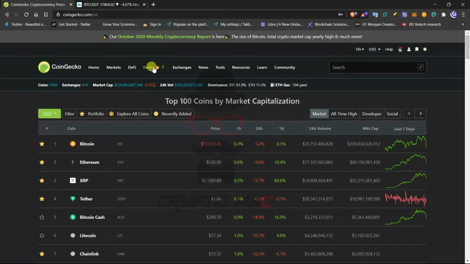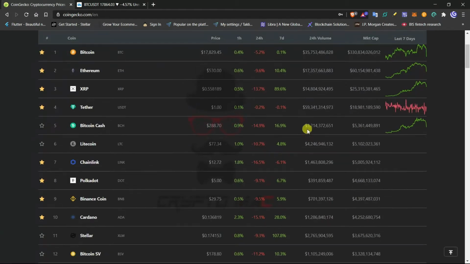First of all, we can do market analysis in CoinGecko. If we see the top 10 coins' past 24 hours performance, we have Bitcoin minus 5.2% down, Ethereum minus 9.6% down, XRP minus 13.7% down, Bitcoin Cash minus 14.9% down, Litecoin minus 10% down, Chainlink minus 16.5% down, Polkadot minus 9.1% down, Binance Coin minus 9.5% down, and Cardano minus 15.1% down. So if we see the top 10 coins, we are bearish now. We have a minus 10 to 15% drop, and Bitcoin is minus 5% down.